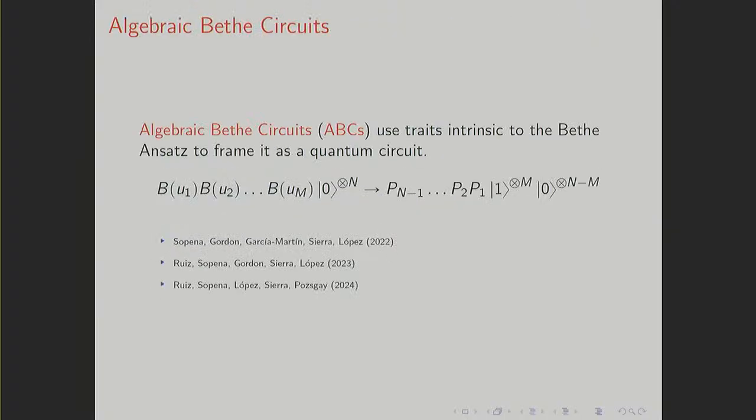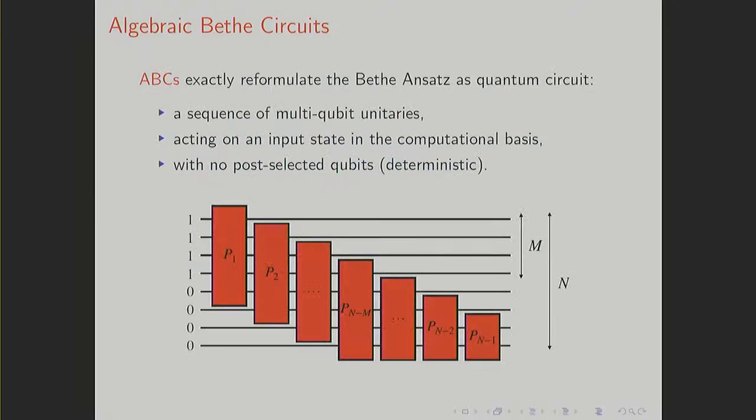And what we did in particular is using some structure, the specifics of the Bethe ansatz, not for every state, but just for those states in principle, to turn the sequence of operators into these P operators here that are unitary, acting on this reference state. The diagrammatic representation, sorry, will be this one. One has this initialization, one has these P unitaries. And when one ends up with the Bethe state, there are no post-selected qubits, so the circuit is deterministic.